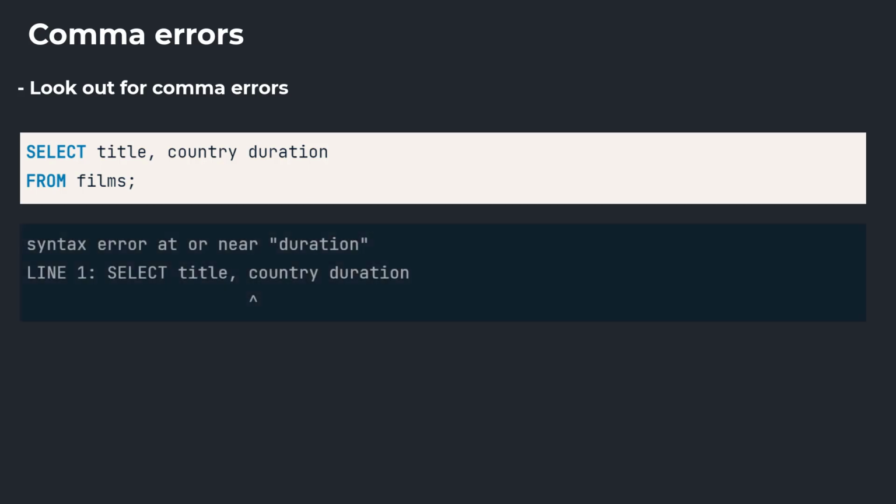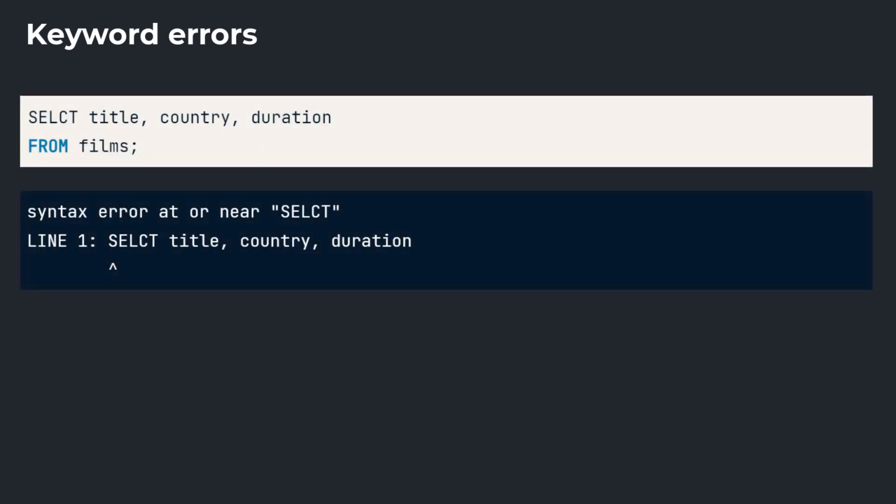The error message will alert us to the general location of the error using a caret below the line of code, which in this case points to the country field name. We must examine the code a little further, though, to discover the missing comma is between country and duration. SQL displays a similar error message when a keyword is misspelled, but this time, the caret indicator below the offending line is spot on.